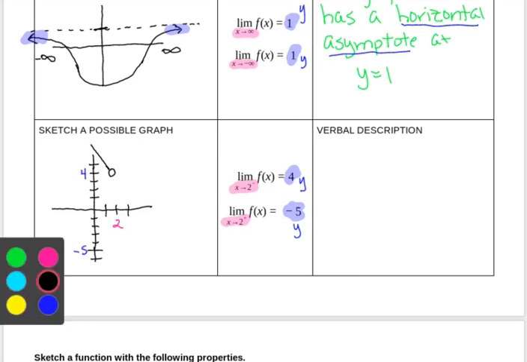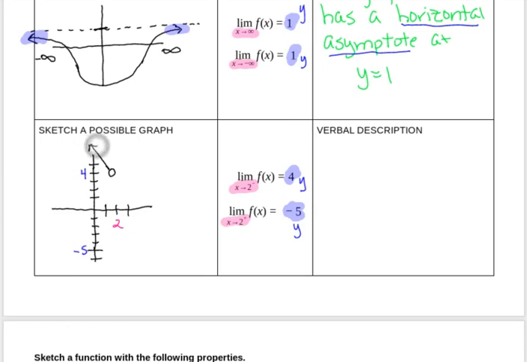Oops, sorry, a little bit too much undoing there. There we go. Okay, then let's look at our second limit. The right-sided limit is negative 5. So I'm going to go to the point (2, -5), and again I'm going to put an open circle because I don't know if that's actually the function value. I wasn't told. So as of right now, I don't know the function value.